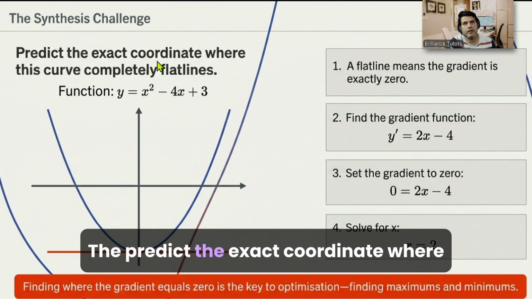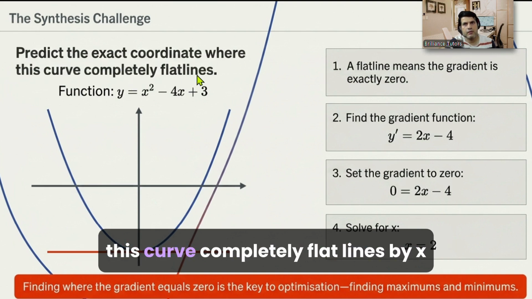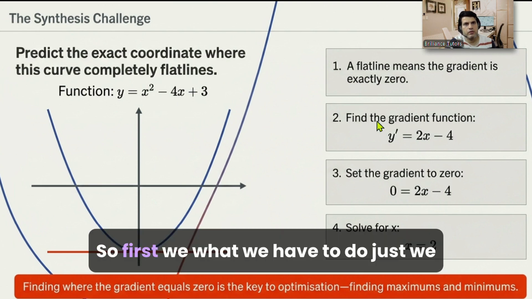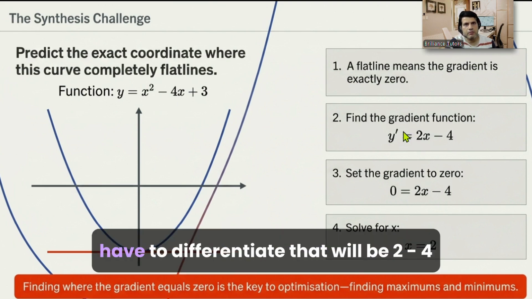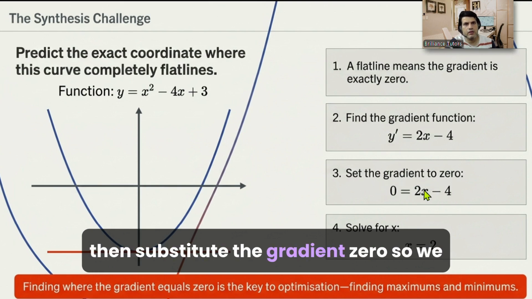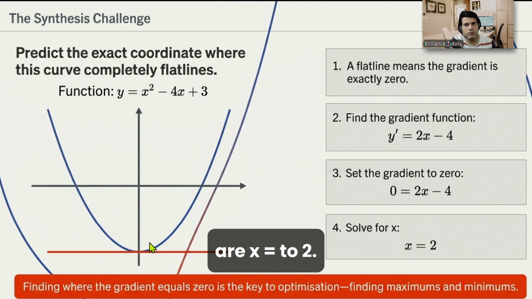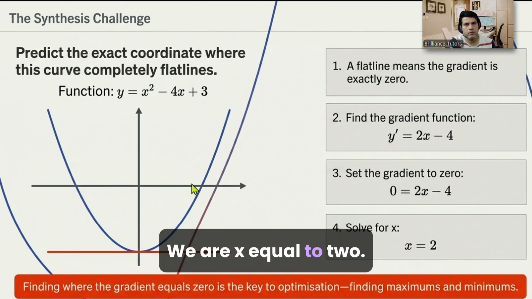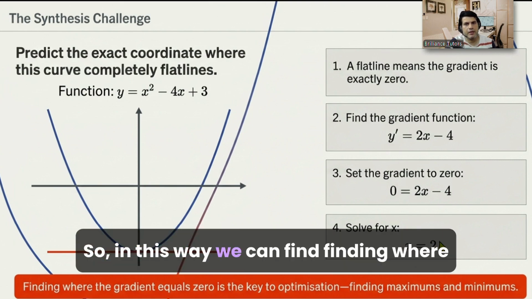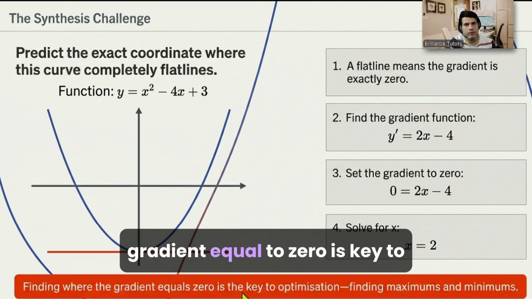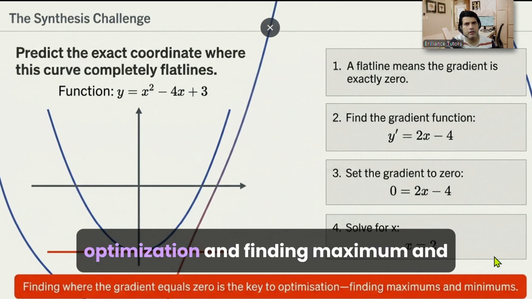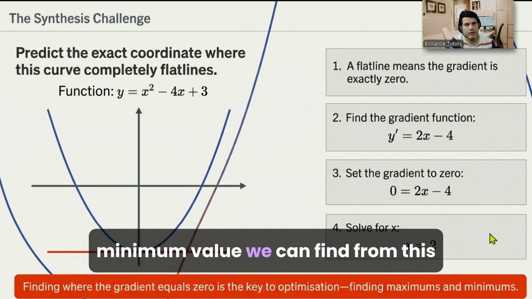Predict the exact coordinate where this curve completely flat lines, with x squared. So first we have to differentiate, that will be 2x minus 4, then substitute the gradient 0, so x equals 2, where x equals 2. In this way we can find where the gradient equals 0, which is key to optimization, and finding maximum and minimum values we can find from this.